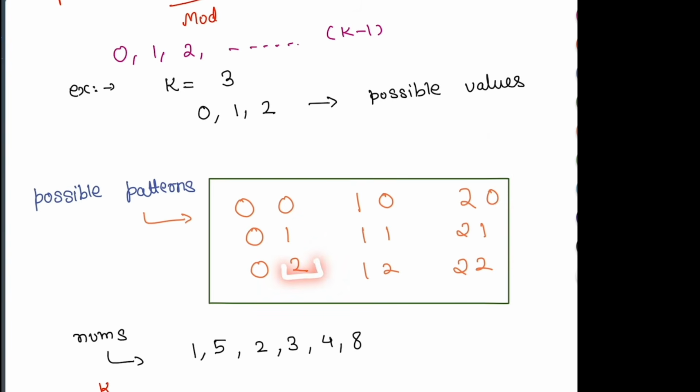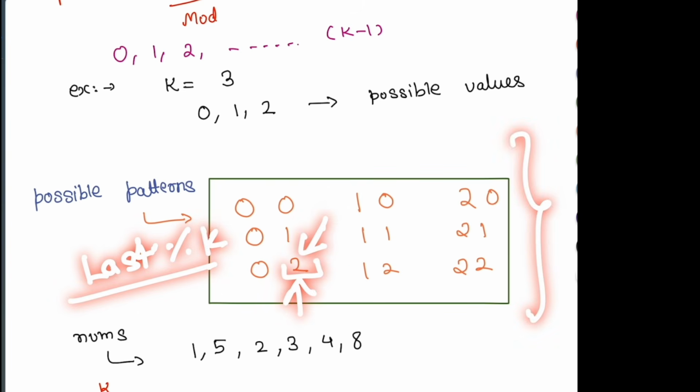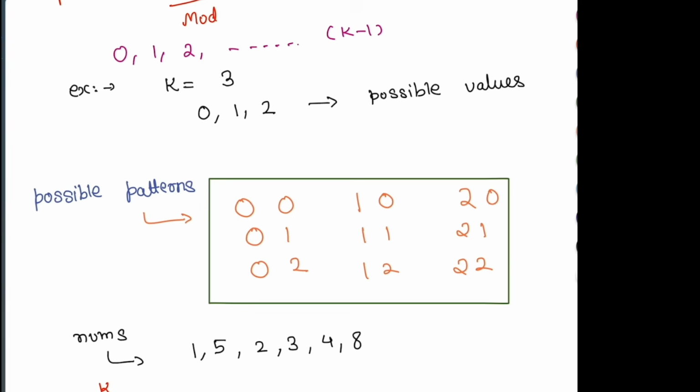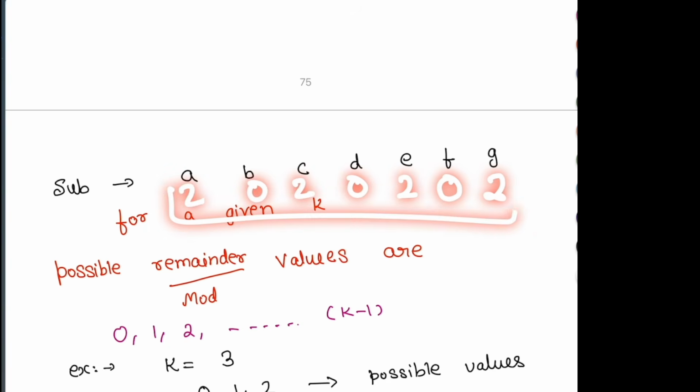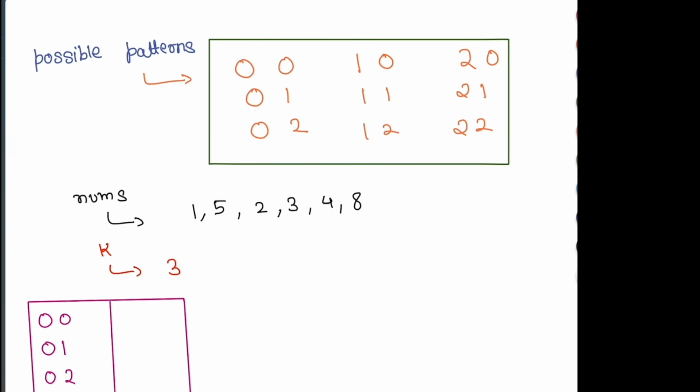Basically what I'm saying in this pattern is that my last element is going to have this particular mod value. Whatever is my last element, if I take the mod with K, the second value in my pattern, in all possible patterns, represents the last element's mod value, and the first value in this pattern represents the second last element's mod value. For example, if this pattern is 2 and 0, then this will have a mod value of 2 and this will have a mod value of 0. And using this pattern, we can solve the particular problem.